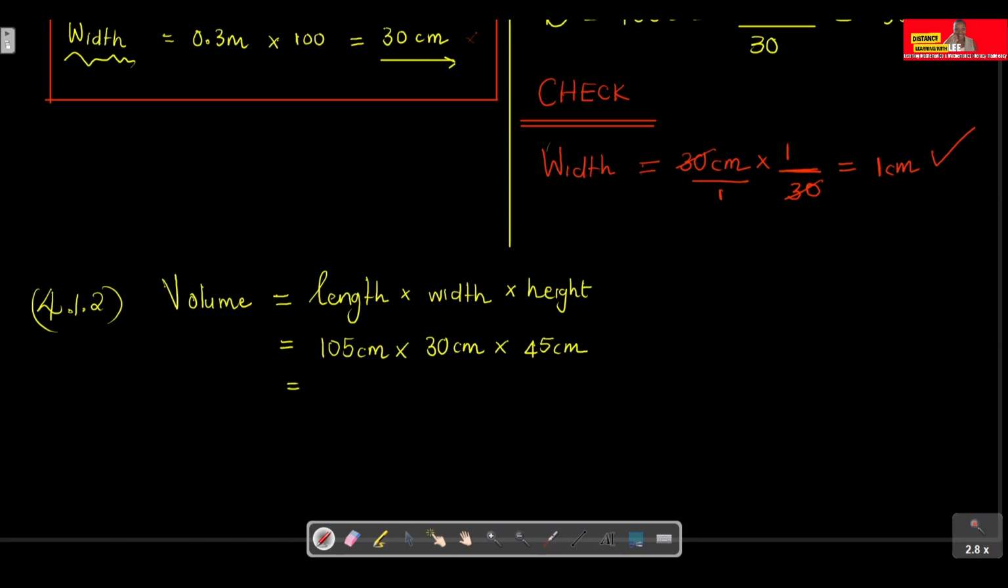If you punch this into your calculator, 105 multiplied by 30 multiplied by 45, centimeters times centimeters times centimeters will give our answer in the units of centimeters cubed, or cubic centimeters. So if you punch this into your calculator, you'll get that the volume of this small fish tank is 141,750 centimeters cubed. So we've obtained the volume of our small fish tank. All right, let us have a look at the next question.